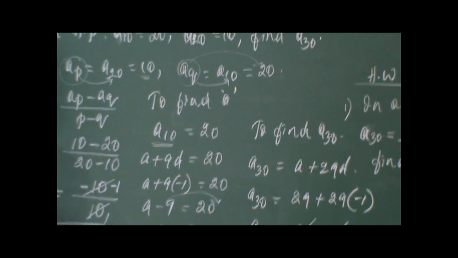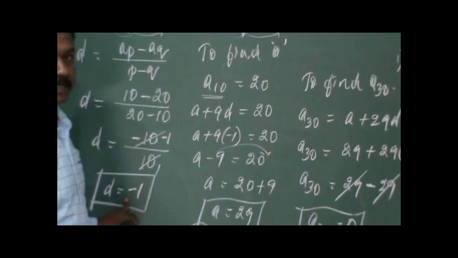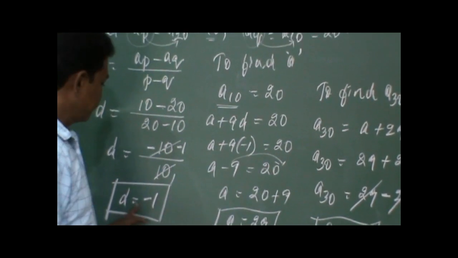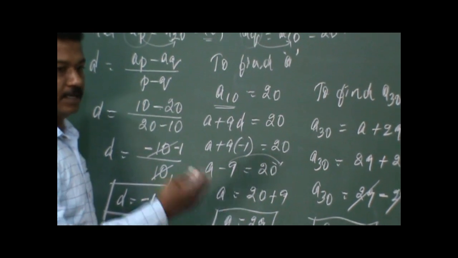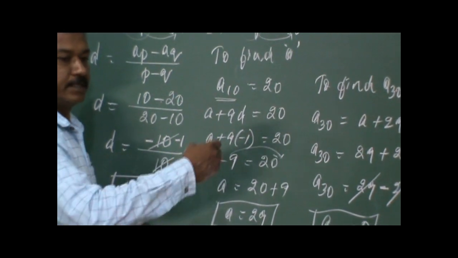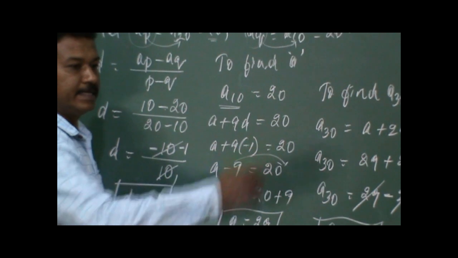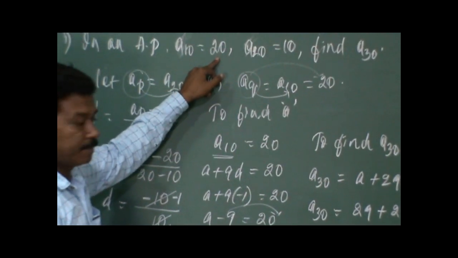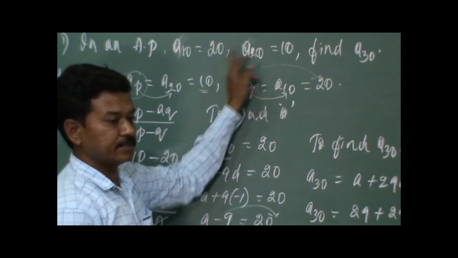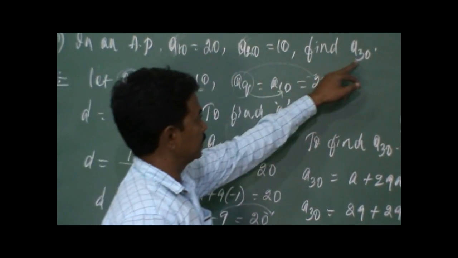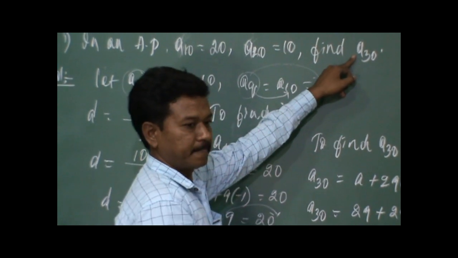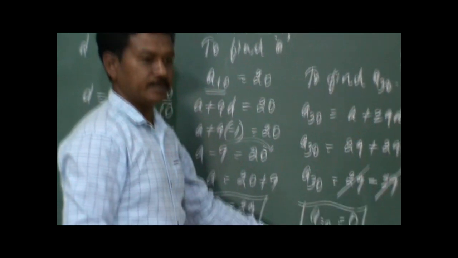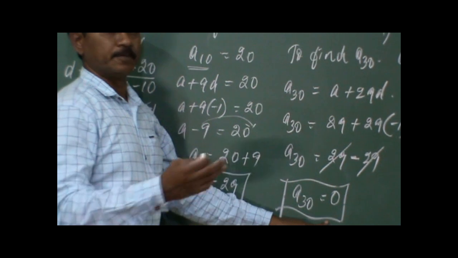The common difference is negative. So 2-3 times I have told you in the video, if the common difference of an AP is a negative number, then the value of the terms in the AP goes on decreasing. So you can observe the 10th term is 20, the bigger one. The 20th term is 10, it has decreased. So the 30th term should be equal to 0. So no need to panic.